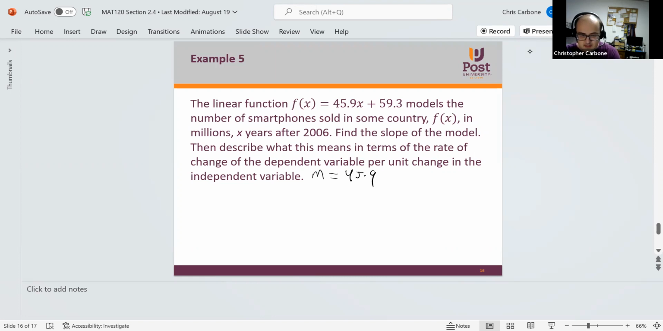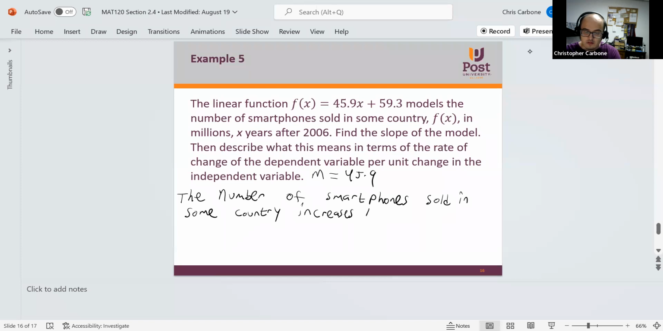So in this case, that means that the number of smartphones sold in some country, in this case, that value of f of x, increases, since this is positive, by 45.9, the unit is millions, for each year after 2006. To describe that slope.